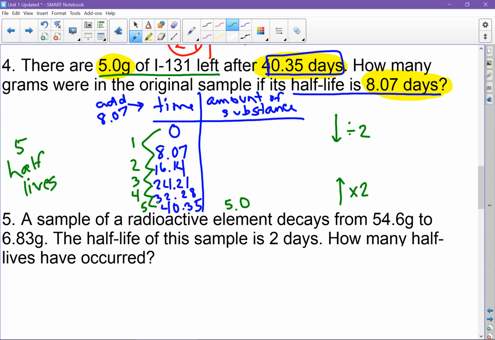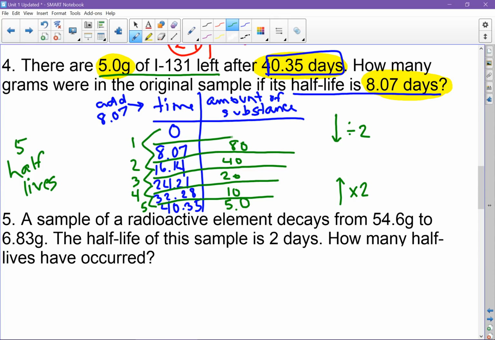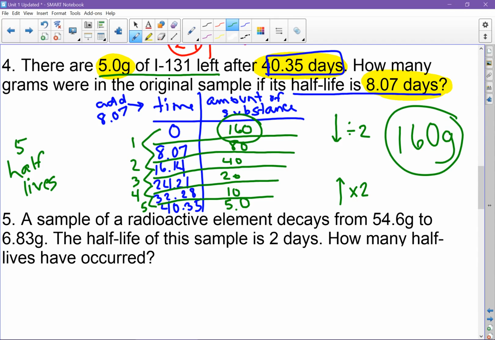So let's see if we can do that. 5 times 2 is 10, times 2 again is 20, times 2 again is 40, times 2 again is 80, and times 2 again, the original amount that we had is right here. It was 160 grams at the beginning. So that one's a little bit tricky because you have to go backwards.